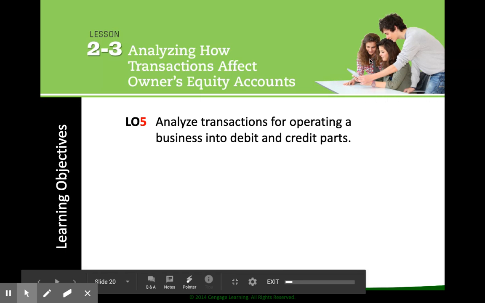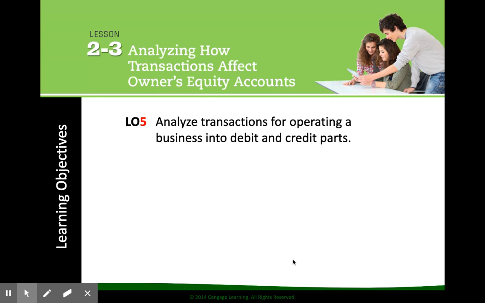For lesson 2-3, our learning objective is to analyze transactions for operating a business into debit and credit parts. This is exactly what we did in 2-2, going through the 4 questions that we ask ourselves every transaction, and then recording using debits and credits. Specifically today, we're going to be analyzing owner's equity accounts. So remember the 4 accounts that are affected in owner's equity that we learned in chapter 1: expense, sales, investments, and withdrawals. So we're going to go through how those look using debit and credit parts.